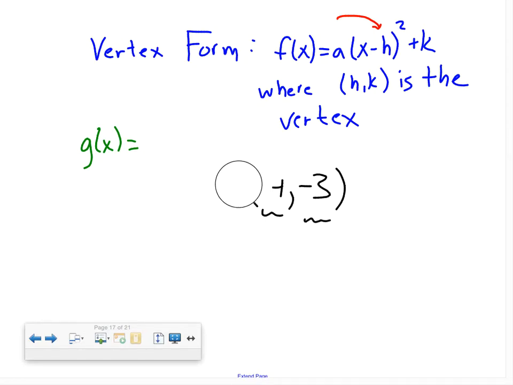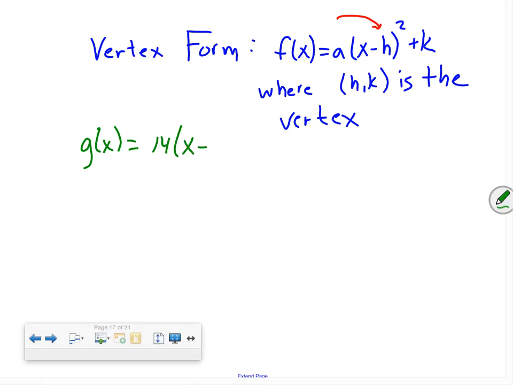One more to make sure you got it. Say g of x is 14 times (x minus 12) squared. Actually, let's make it plus 5. The vertex of this function, g of x, would be at (-12, 5).